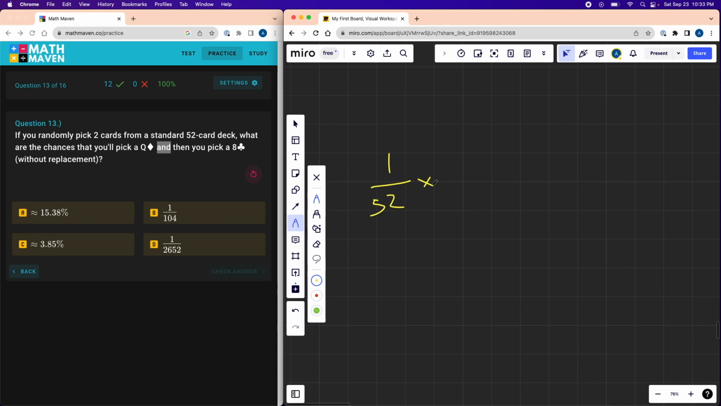And now, hopefully, you didn't try and multiply that by a 1 out of 52 again, because we need to look at this keyword here, without replacement, meaning when we pick up that first card, we are not putting that back inside the deck, meaning the second time we pick up a card, we now have 1 less card, so it's now out of only 51 cards.